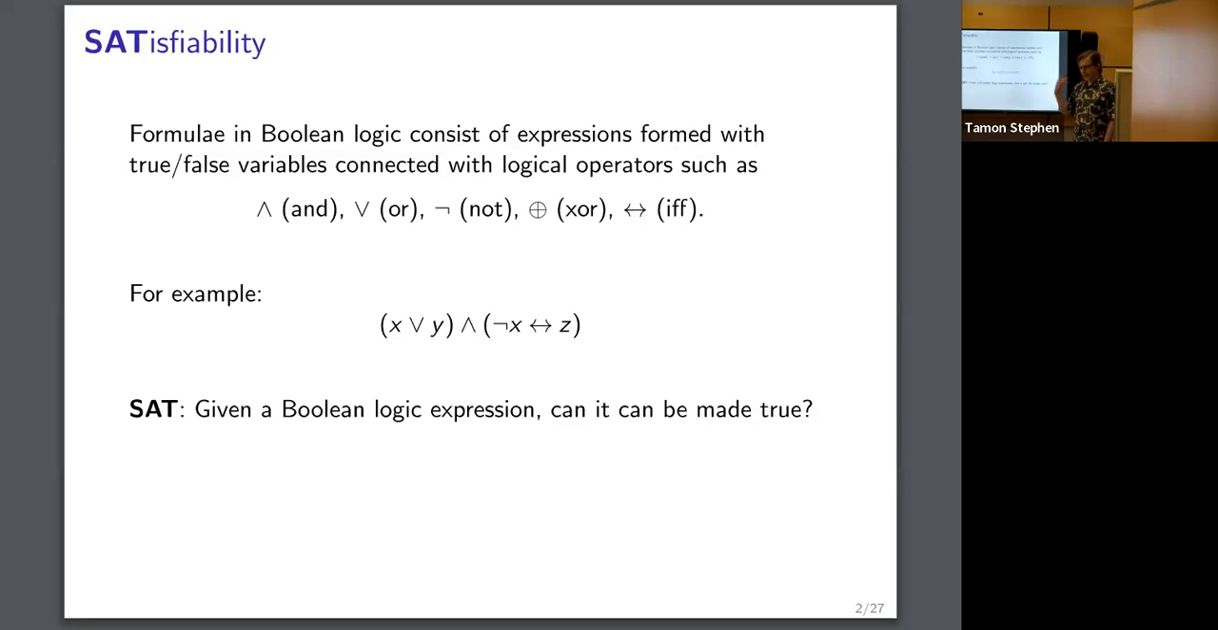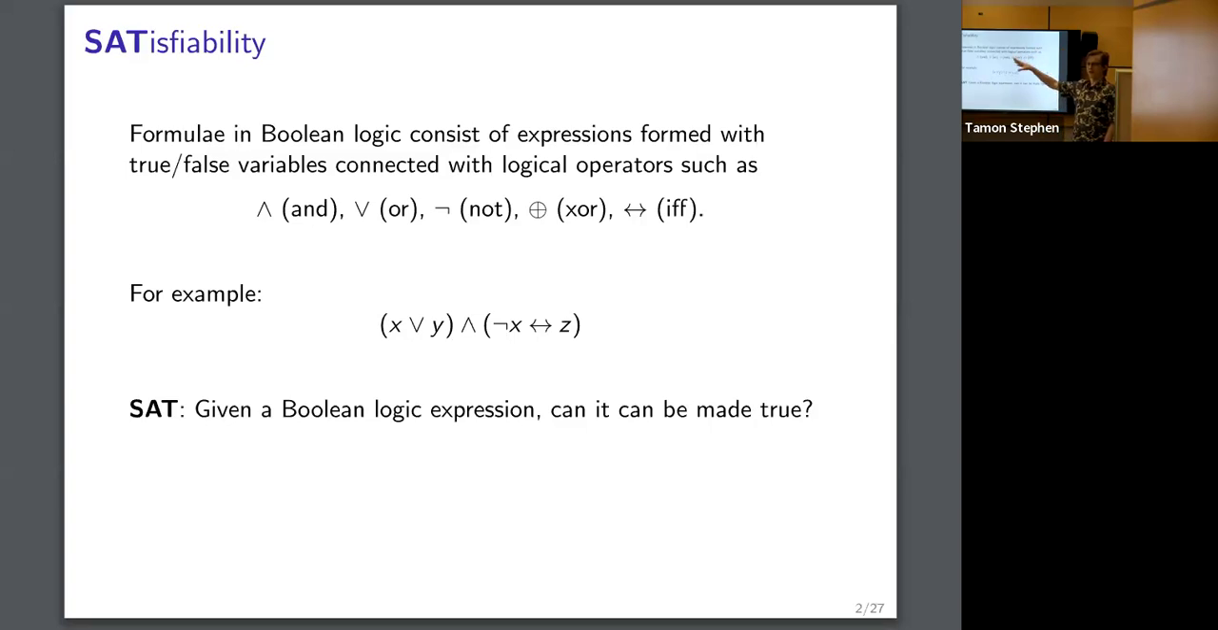Okay, so SAT is the classic problem from logic of given a logical expression, can you make it true? Right, so we'll just focus on Boolean logic. So we have propositional variables, which are going to be true or false, and then you can connect your true or false variables with these classic logical connectives, right? So and, or, not, XOR, if and only if, and you can combine these connectives in any which way that you want to form a logical expression. Here's just one example here, right? So you have X or Y and not X is if and only if is true, if and only if Z is true. Okay, so the question that SAT asks is, given such an input, can you make it true?